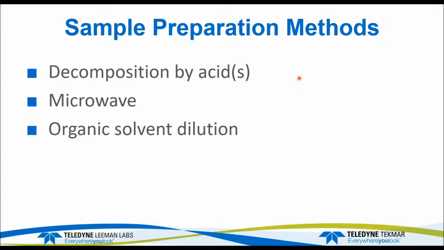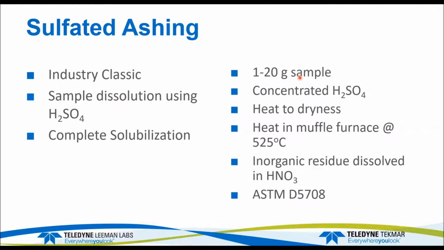So first is decomposition by acids, microwave, and organic solvent dilution. The pretty classical technique for sample prep in the oil industry was to use sulfated ashing, an industry classic. It's basically a sample dissolution that uses sulfuric acid. It does complete solubilization of the sample. Over on the right-hand side is a very brief overview, not in detail, but it can handle up to maybe 20 grams of sample in concentrated sulfuric acid.